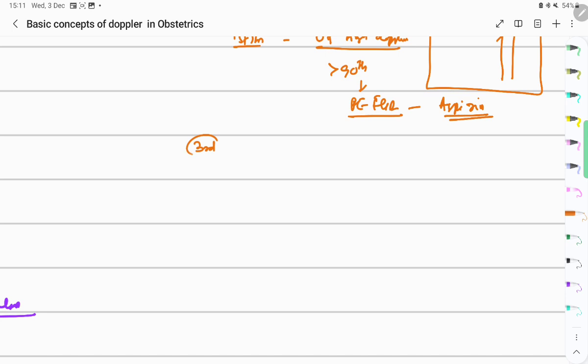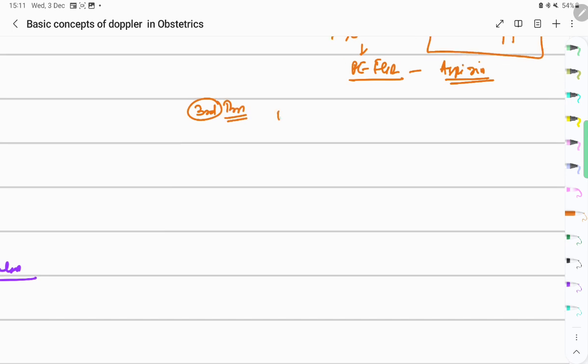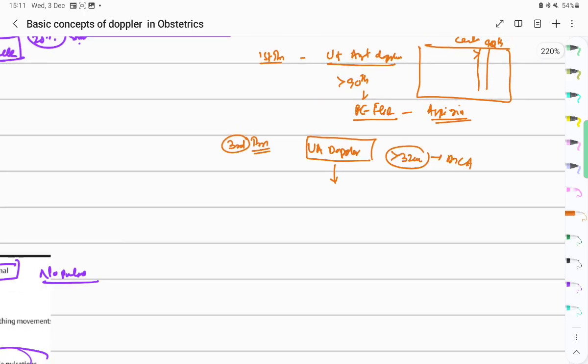In the second and third trimester, I will do an umbilical artery Doppler initially. If it is more than 32 weeks, I will do MCA Doppler. I have told you that for less than 32 weeks, MCA Doppler has limited accuracy and has no role to time delivery. So for less than 32 weeks, you do umbilical artery Doppler, whether it is decreased end-diastolic flow, absent end-diastolic flow or reversed end-diastolic flow. Decreased end-diastolic flow, deliver by 34 to 37 weeks. For absent, deliver between 32 to 34 weeks. For reversed, 30 to 32 weeks.